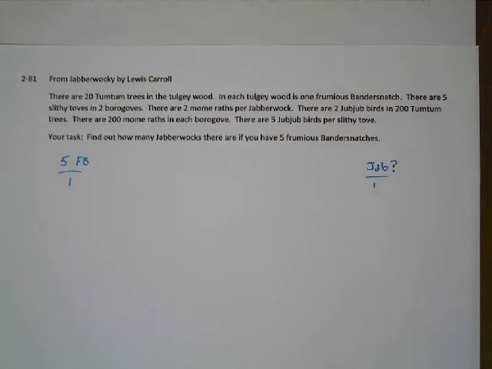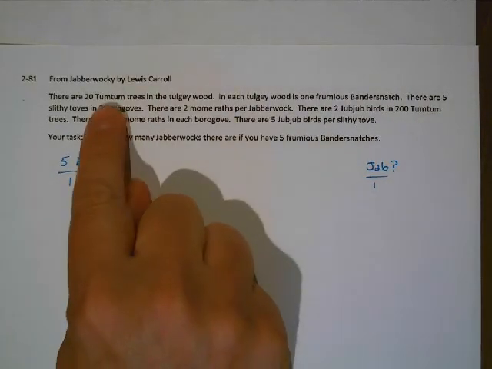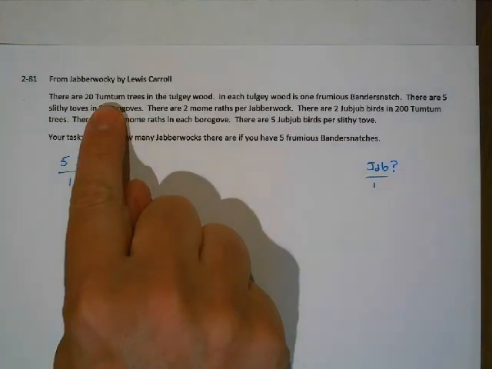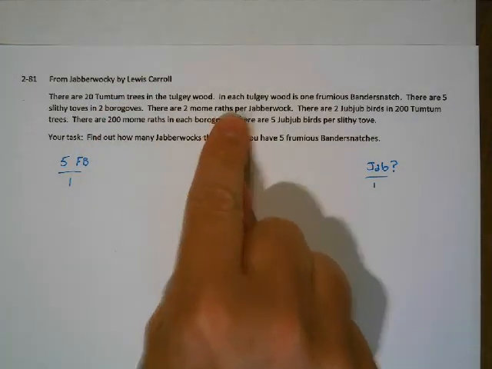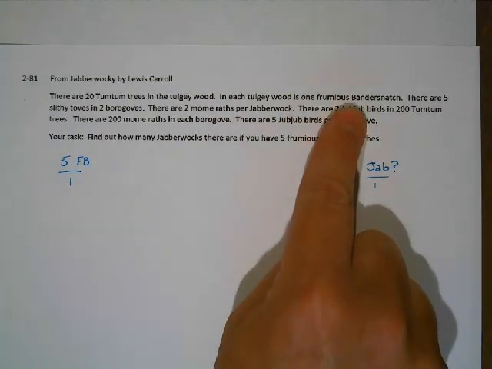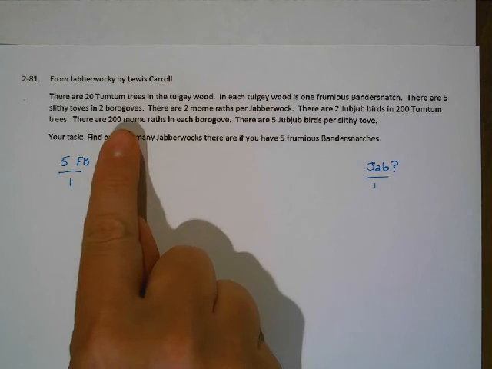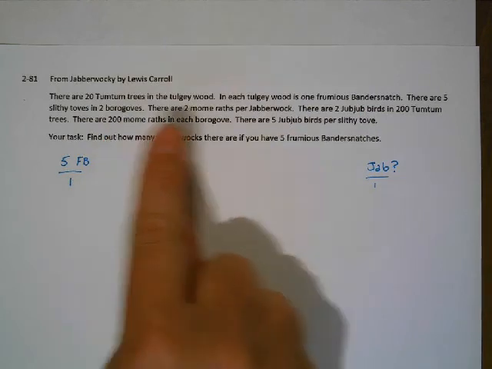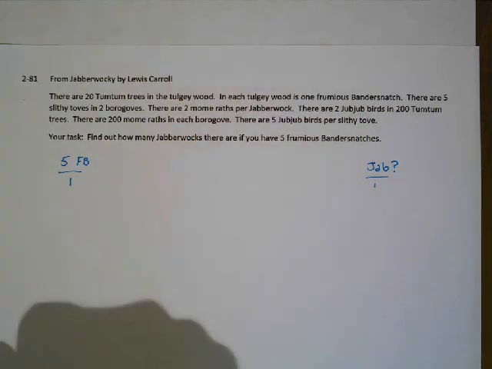Over 1. Okay, so what you're going to use is all these conversions in here. 20 tumtum trees in the tulgey wood. There's 1 Bandersnatch in the tulgey wood. There's 5 slithy toves and 2 borogroves. There's 2 mome raths per Jabberwock. There are 2 Jubjub birds and 200 tumtum trees. There's 200 mome raths on each borogrove. And there's 5 Jubjub birds per slithy tove.